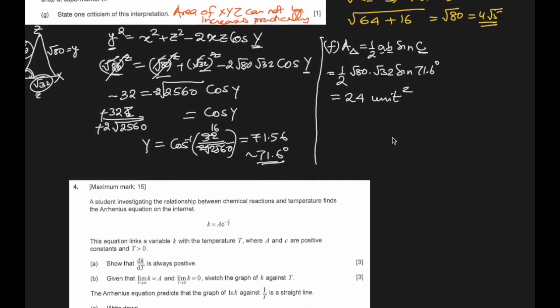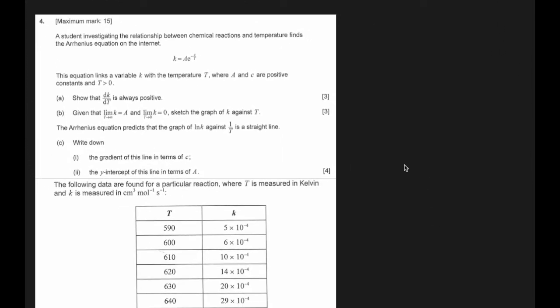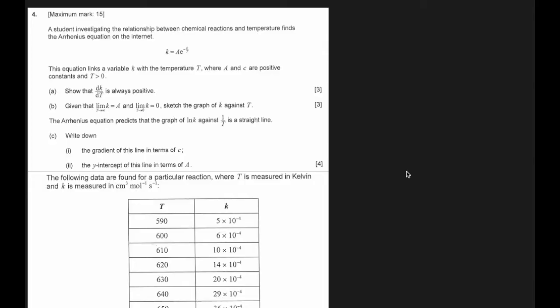Moving on to question number 4. A student investigating the relationship between chemical reactions and temperatures finds an erroneous equation on the internet. This was the equation. This equation links a variable K with the temperature T, where A and C are positive constants. T is always positive, greater than 0. Show that dk over dt is always positive.